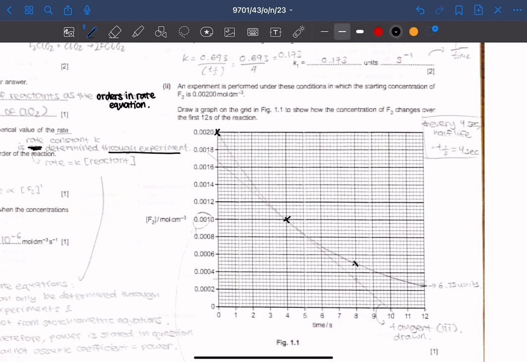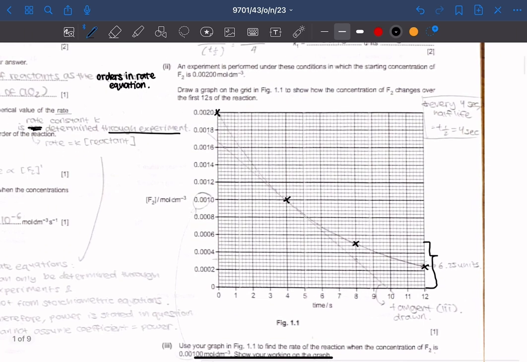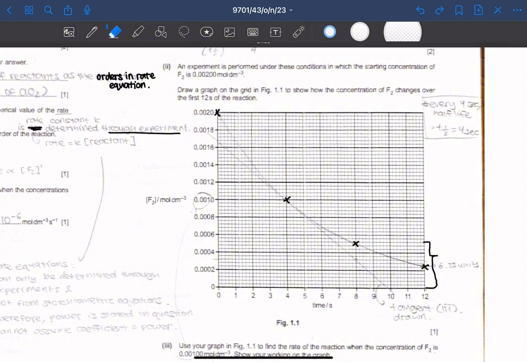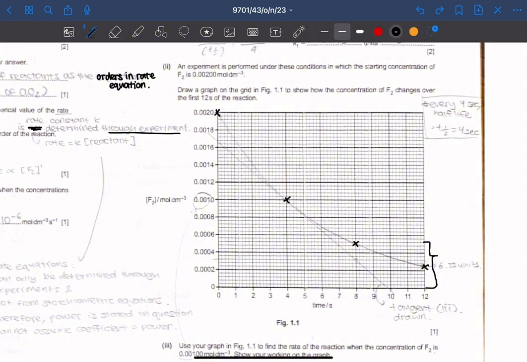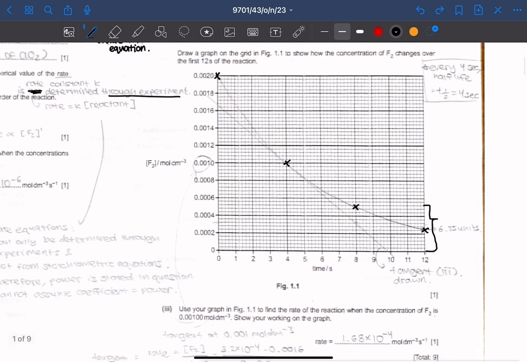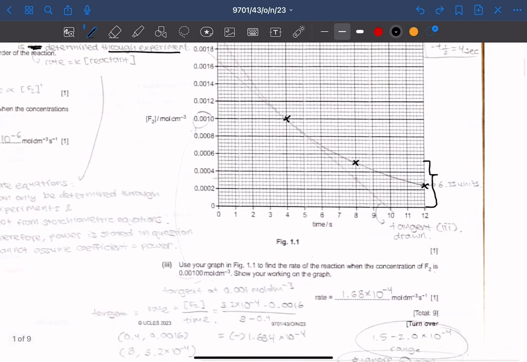So your next point would be around here. And then 8 plus 4 seconds to 12, which is at half of 0.0005, around here I measured. And then I would draw a curve connecting them. I can't really draw a perfect curve with the pencil here, so I'm just going to leave it as is.